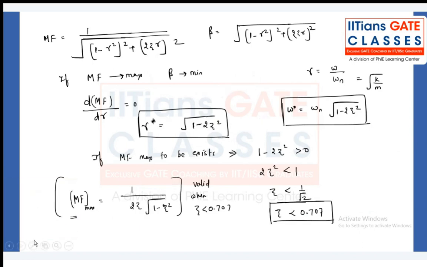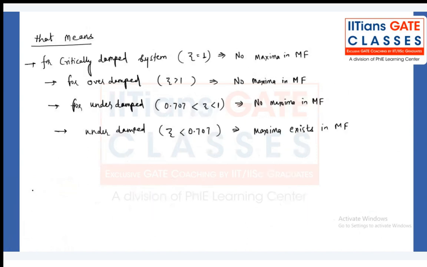Based on this, we can make some very important conclusions. For a critically damped system, zeta equal to 1, no maxima exist in the magnification factor. What is the maximum value for critical damping? 1. For over damping, again no maxima. For under damping, when zeta is more than 0.707 and less than 1, again no maxima. But for under damping, when zeta is less than 0.707, definitely some maximum will exist in the magnification factor. What is the value of the maximum? Maximum means more than 1. Through the graph, it will be clear.